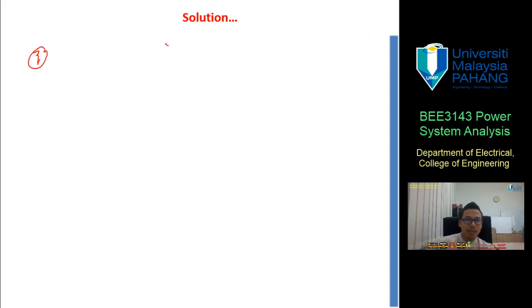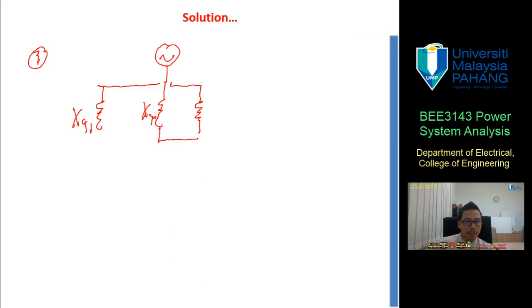I hope I still remember the picture. So with xg1 and xg2, we get another sum of the reactance, where this part still remains the same.